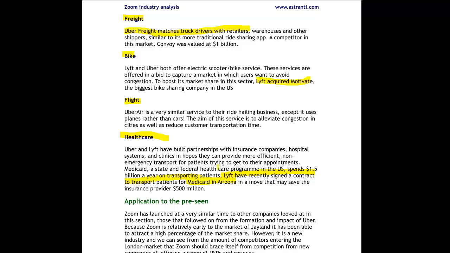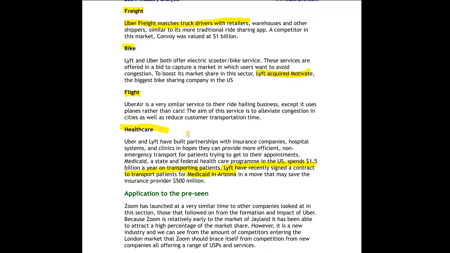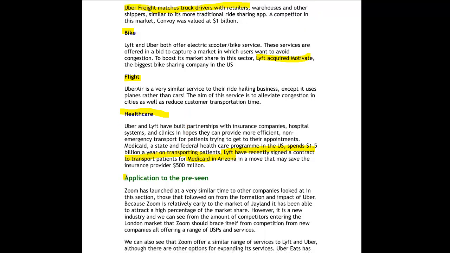Well, at the end of every section, we have an application to the pre-seen. And here is the important bit. This is really what we want you to take from this document and from this video, because remember, you're working in a role-playing scenario. What would you do? What decisions would you make based on the real world?